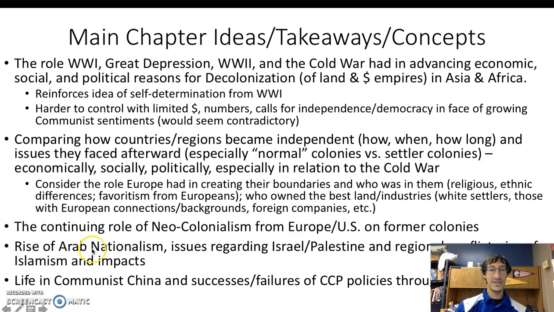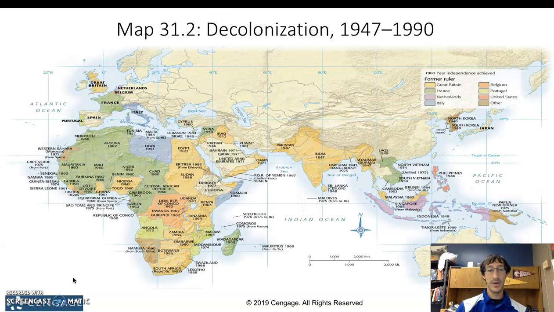But also, tying into one of our main talking points here, Communist China and the successes and failures of the Communist Chinese Party through the 60s and 70s, because in the 80s and 90s, they take a very big turn in terms of their economic policies. So looking at decolonization, in many cases some of this starts before the end of World War II. So looking at Iraq, Egypt, even Syria, it's during the war. But for a lot of countries, it even takes all the way up through the 70s in many cases.